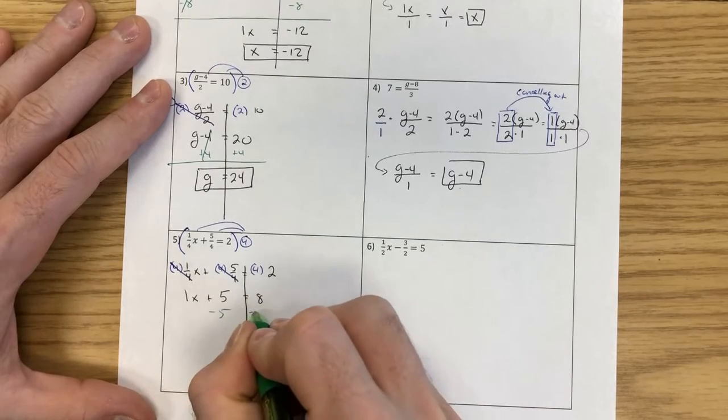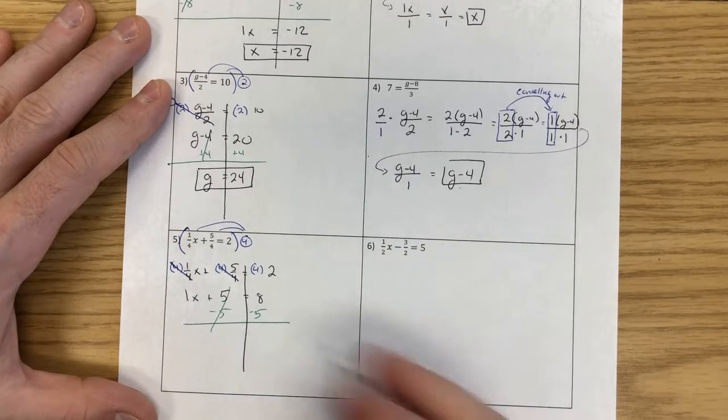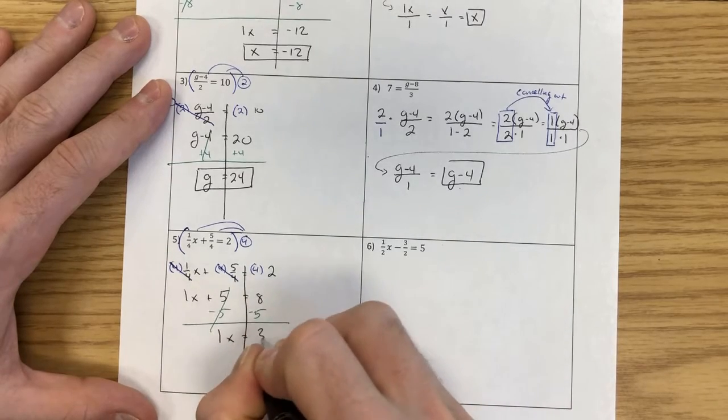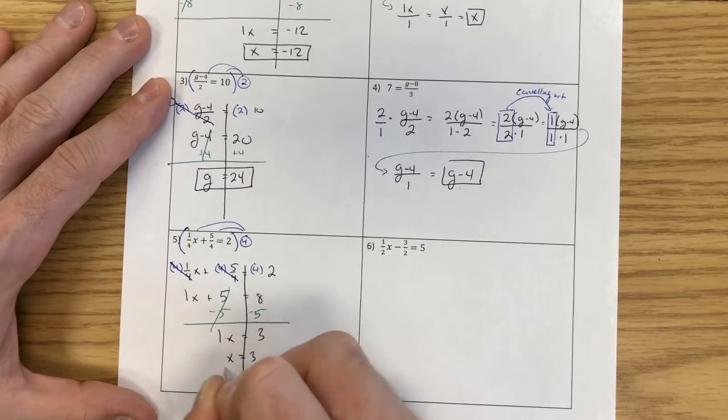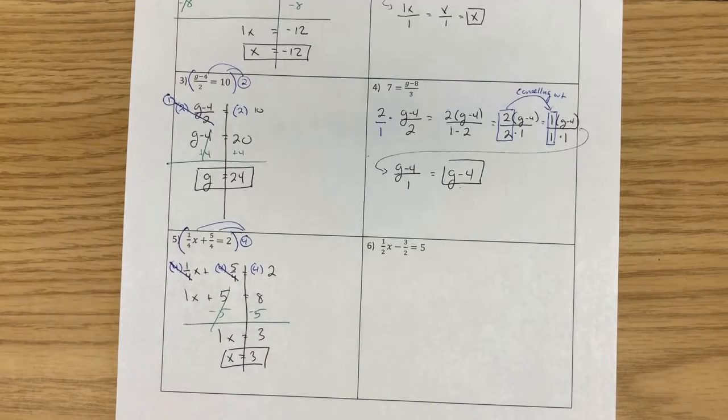This allows me to subtract 5. To get rid of that 5, I have a 1x is equal to 3, or just x is equal to 3. So how'd you do?